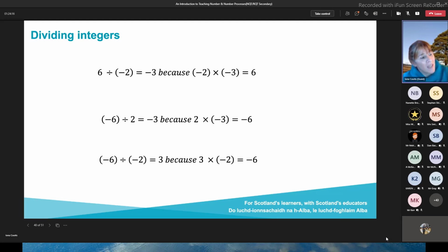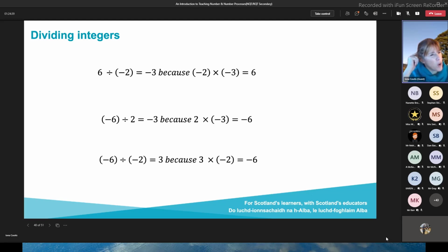And it's negative 2 times negative 3 that gives me 6. And so that's why 6 divided by negative 2 is negative 3. And so it's that link back to what they've just learned. They've learned that negative 2 times negative 3 is 6. So therefore, they've also learned that 6 divided by negative 2 is negative 3. And they've also got 6 divided by negative 3 is negative 2.